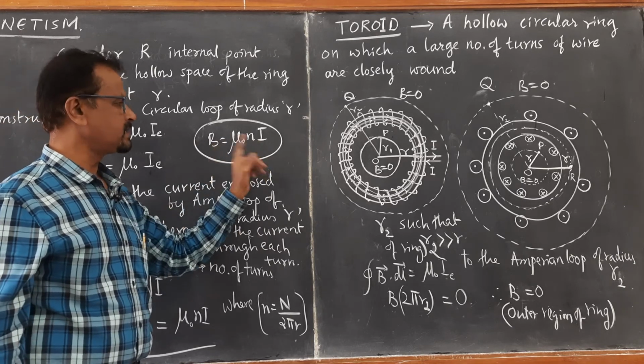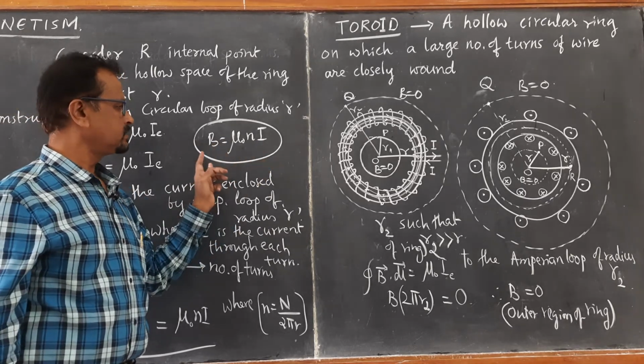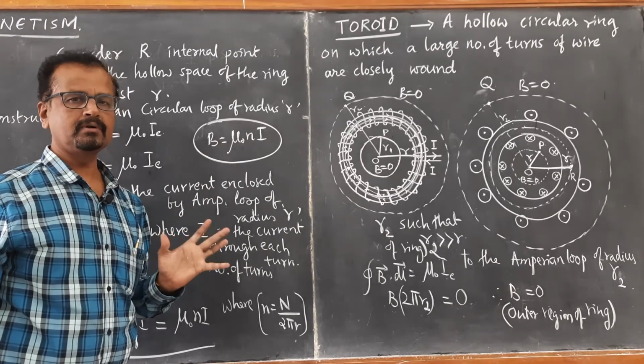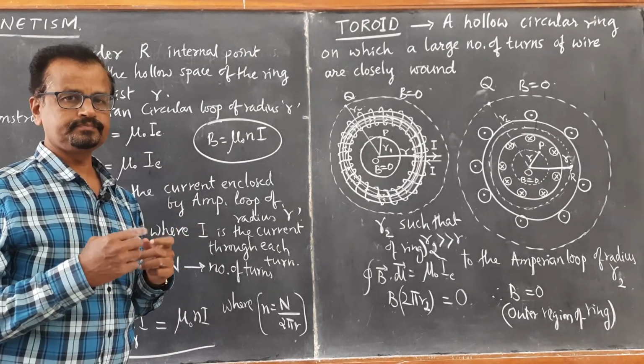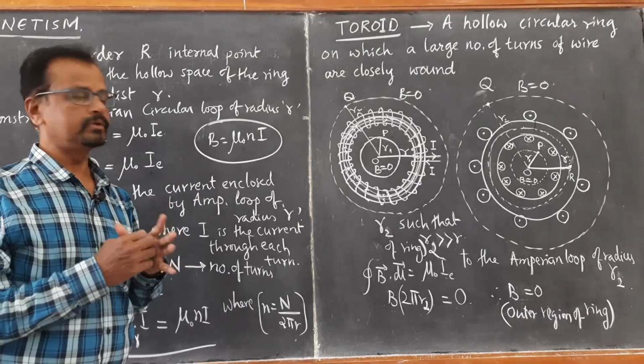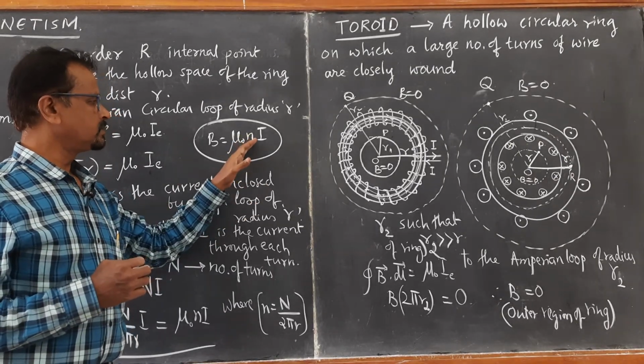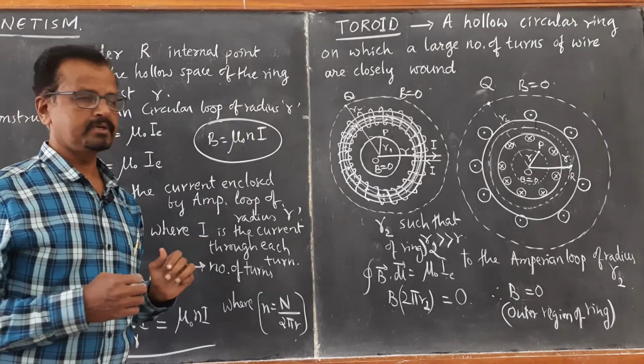Again, the magnetic field is directly proportional to the current, and it is directly proportional to the number of turns per unit length, how closely the turns are wound. That is how it depends on the number of turns per unit length.